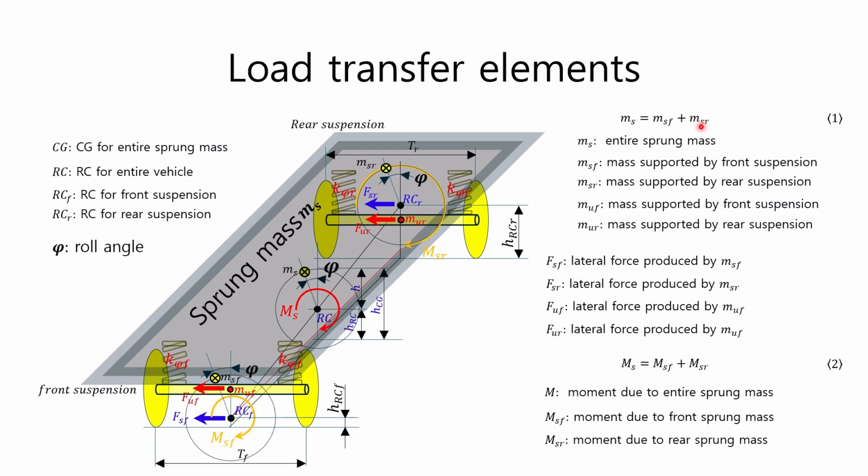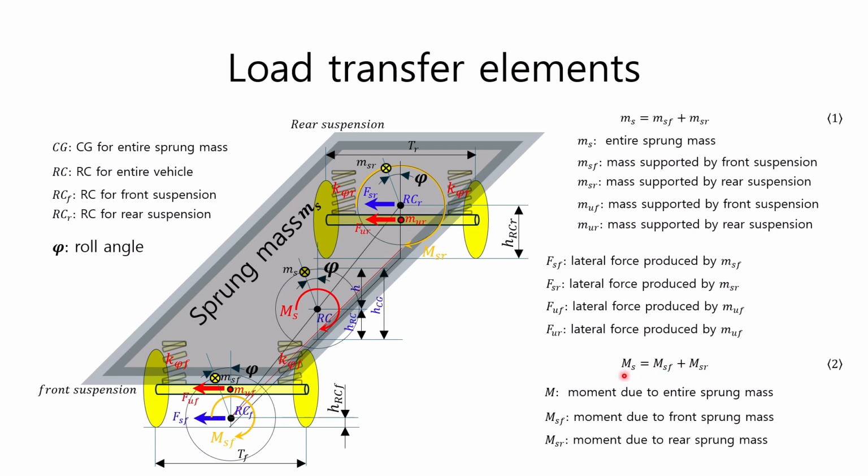In the physical quantities shown here, the lowercase m represents mass and the uppercase M represents moment. The roll moment MS generated by the total sprung mass of the vehicle about the roll center must be equal to the sum of the moment MSF generated by the front sprung mass and the moment MSR generated by the rear sprung mass, as shown in equation 2.